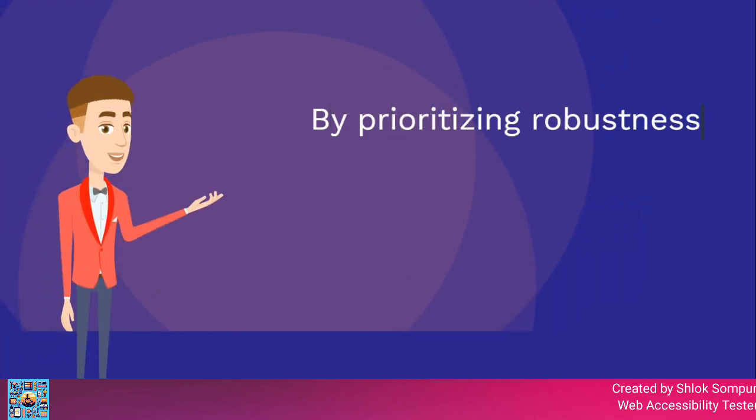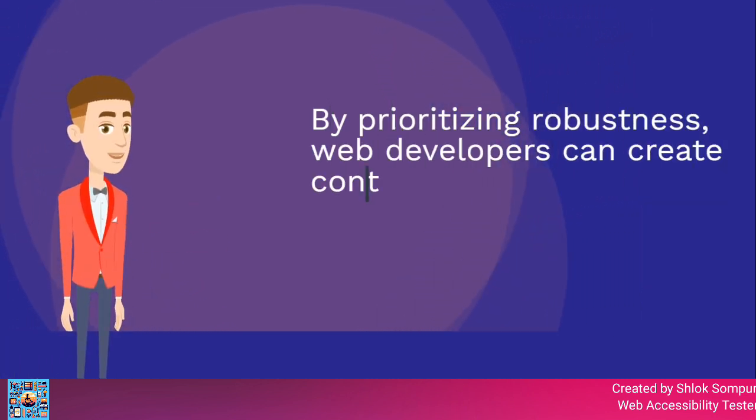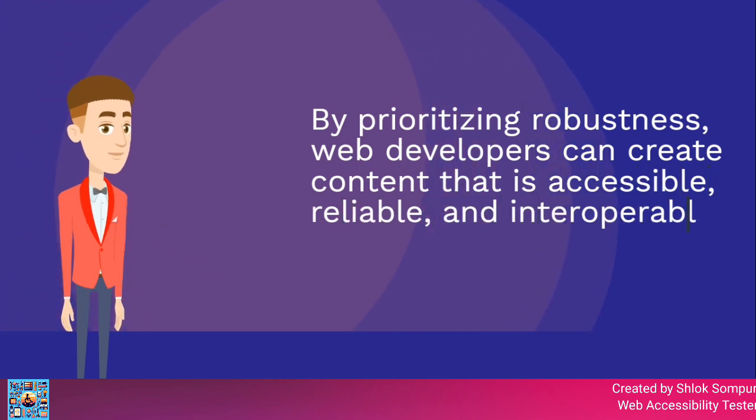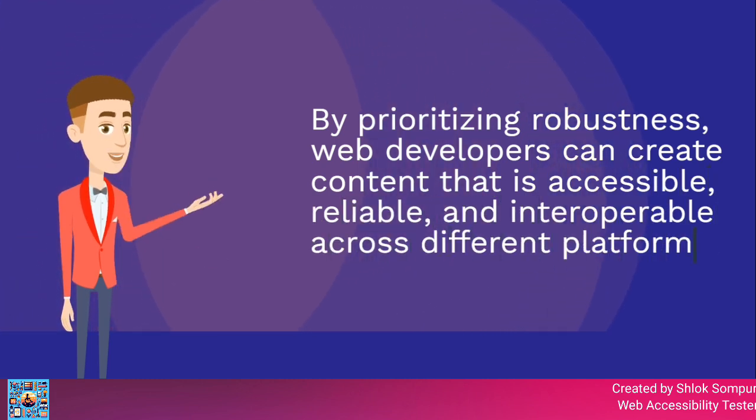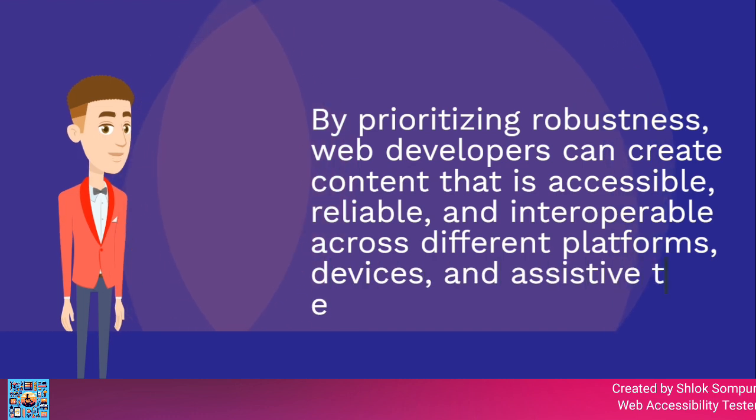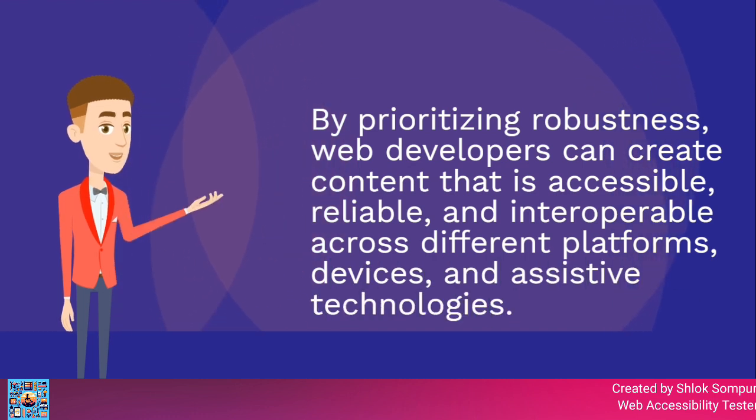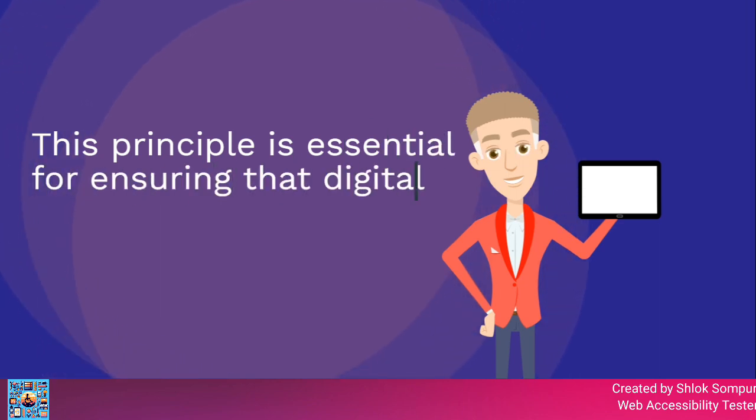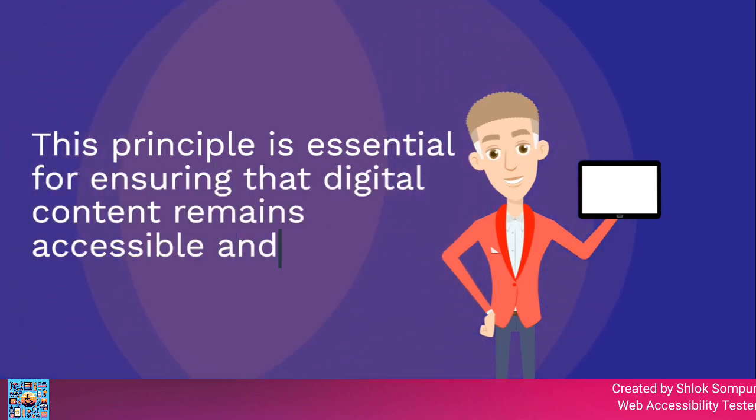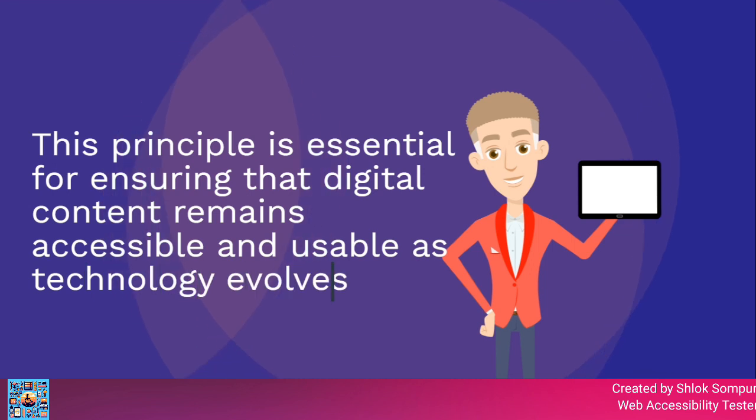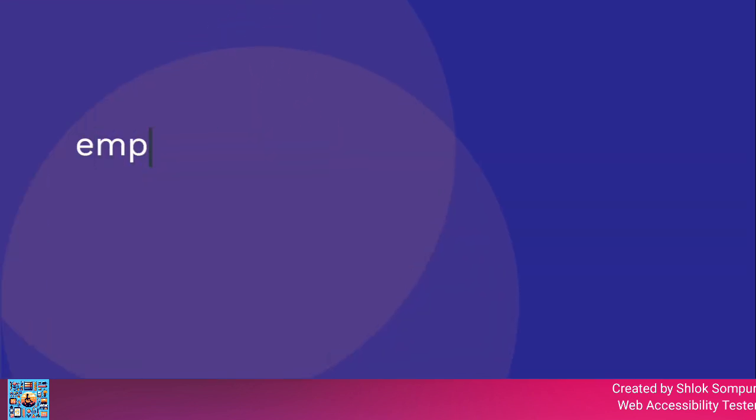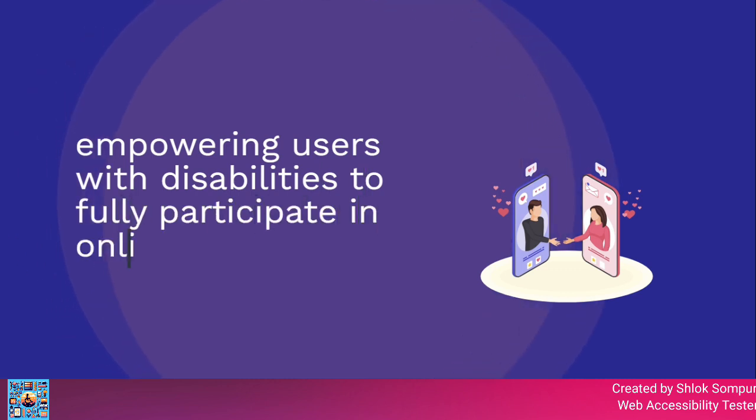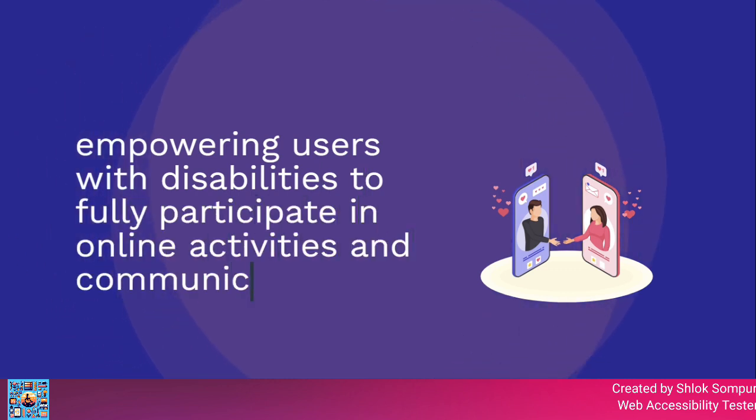By prioritizing robustness, web developers can create content that is accessible, reliable, and interoperable across different platforms, devices, and assistive technologies. This principle is essential for ensuring that digital content remains accessible and usable as technology evolves, empowering users with disabilities to fully participate in online activities and communication.